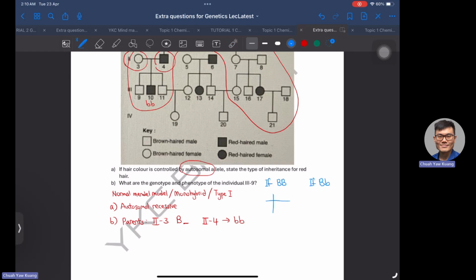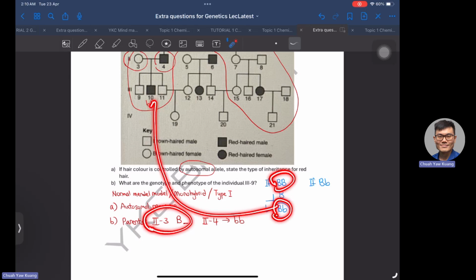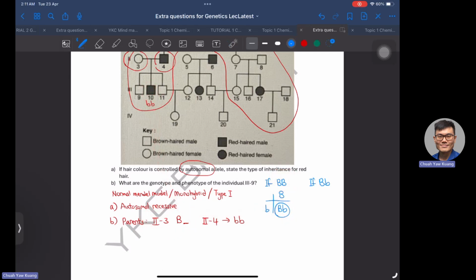If the mother is homozygous dominant B, that means the mother can only produce one type of gamete, and the father can only produce one type of gamete. In that case, what does that mean? That means none of the offspring will have red hair. If this individual is homozygous dominant, then it is impossible for the son to have red hair. So that means this is definitely out already.